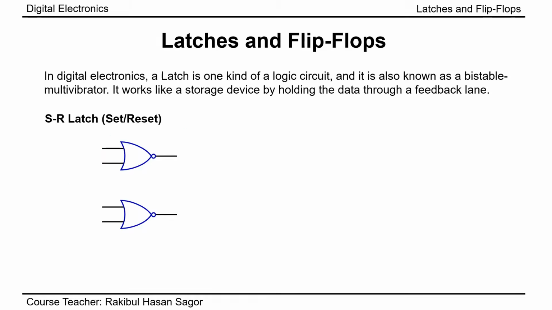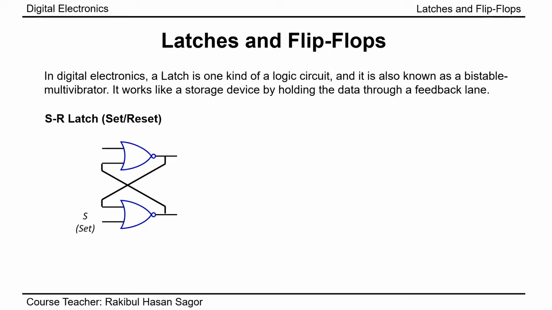The basic SR latch will be designed using two NOR gates. One feedback will be taken from the output of the first NOR gate to the input of the second NOR gate, like this. And another feedback will be taken from the output of the second NOR gate to the input of the first NOR gate. So let's name the inputs.